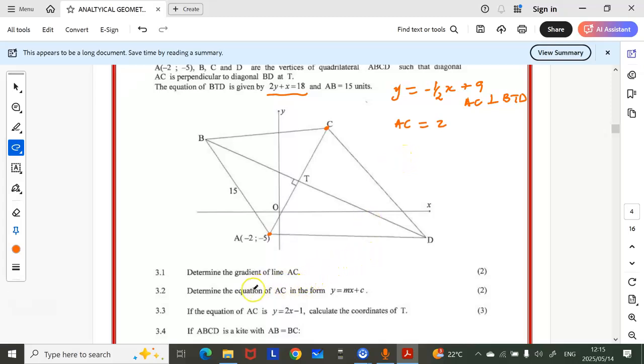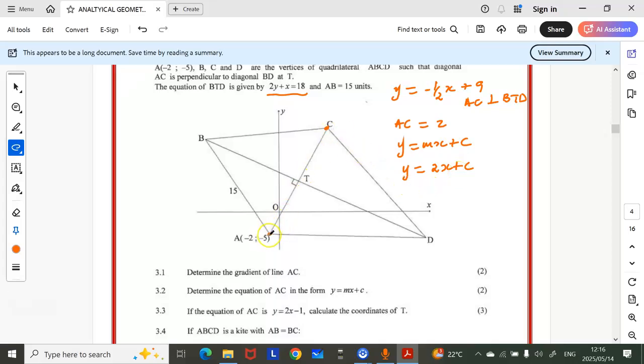3.2, determine the equation of AC in the form y equals mx plus c. This is a straight line. The standard equation of a straight line is given. M is for what? The gradient. So we know the gradient of AC, which is 2. Then we are going to substitute where there is M, we put 2. And then we are left with the task to find the value of C, right?